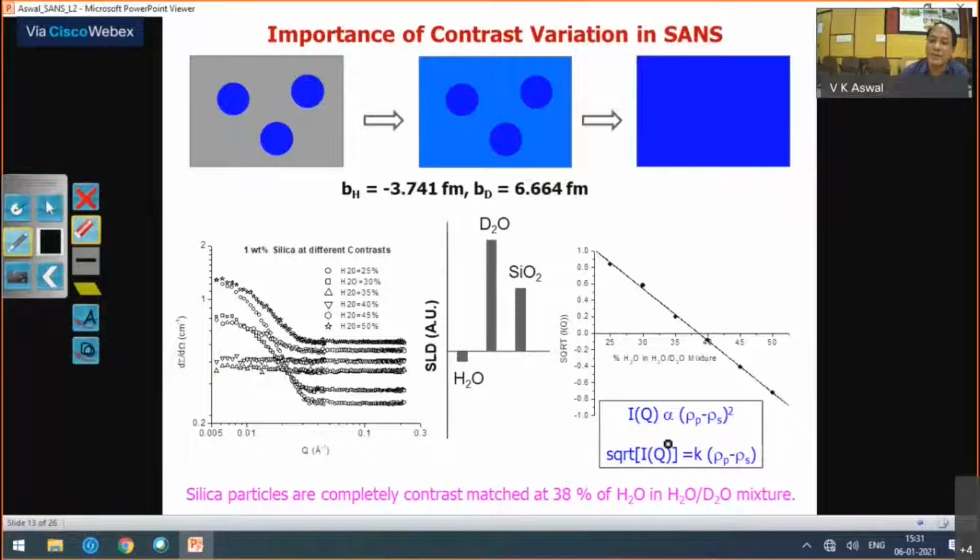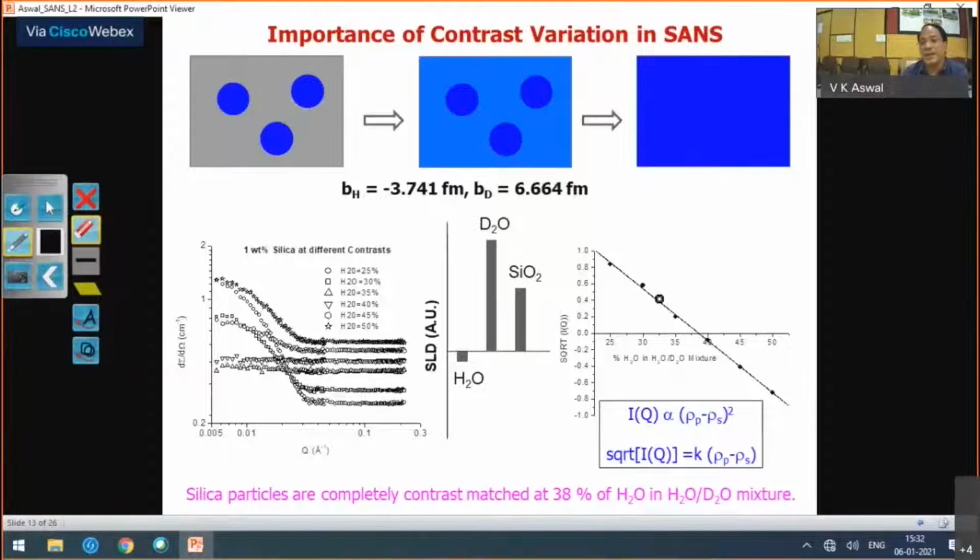So you can see you are plotting the square root of I of q with the percentage of H2O in the H2O-D2O mixture, and you have points on both sides, below the contrast point and above the contrast point. And then this is a straight line equation, and where this straight line cuts the x-axis, that is the contrast point. So in this case, we get 38. We get a contrast point which is 38% of H2O in the H2O-D2O mixture. So this is experimental verification.